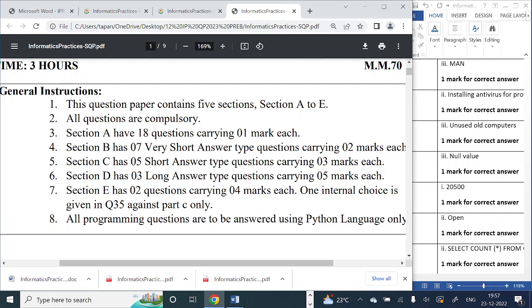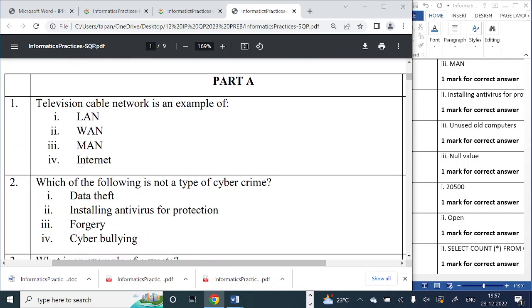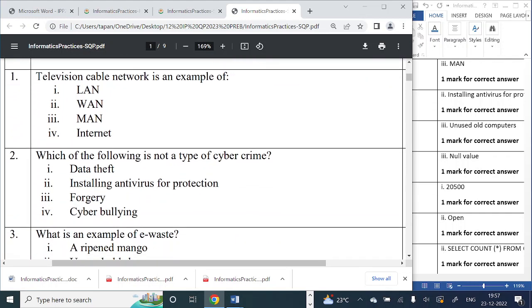1 mark each. Section B has 7 short and very short answer type questions of 2 marks each. Section C has 5 short answer type questions of 3 marks each. Section D has 3 long answer questions of 5 marks each, and section E has 2 questions of 4 marks. So this is the paper you can see from here, and the marking scheme, the answers are also given to you. Now the first question, 1 mark question, 18 questions will be there.